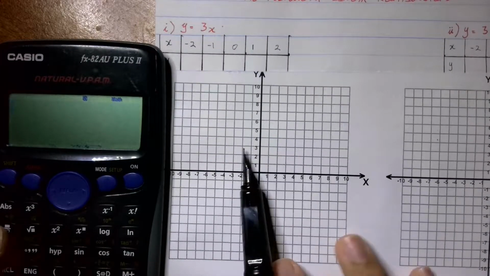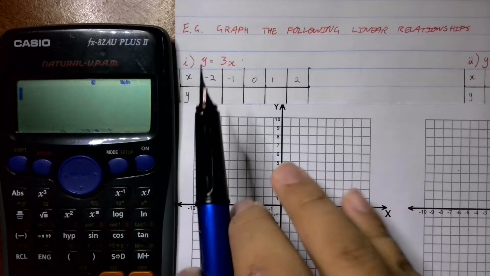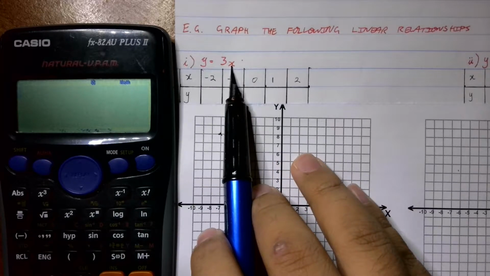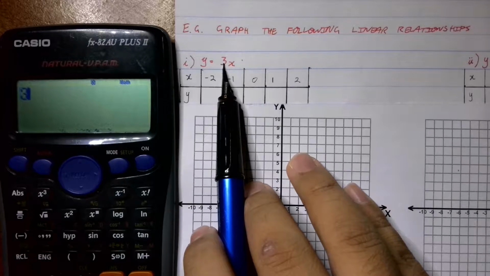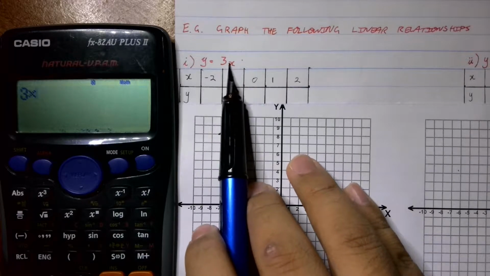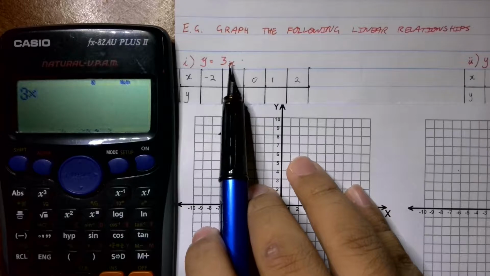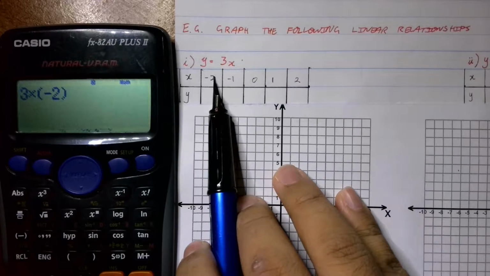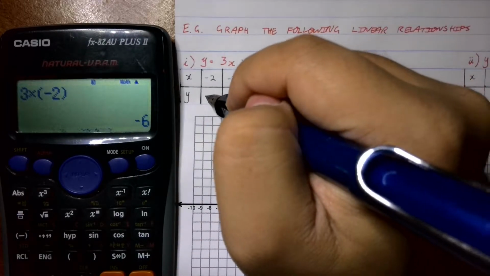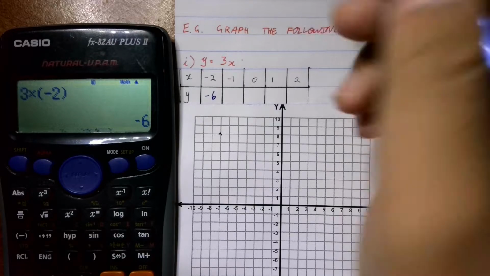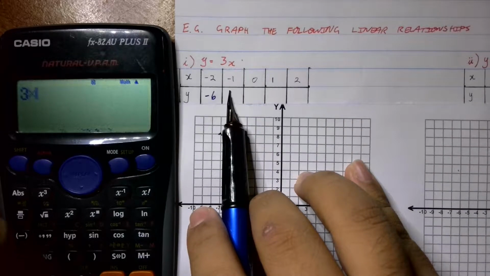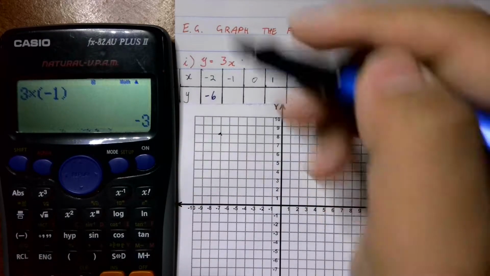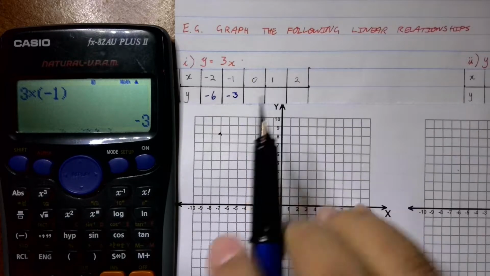Looking at this first box, this means we need to substitute this -2 into our equation. So this is 3 times the value of x. In this first example, x is equal to -2, so 3 times bracket -2. This gives us -6. Our next one is going to be 3 times -1, which will give us -3. And this continues on like this.